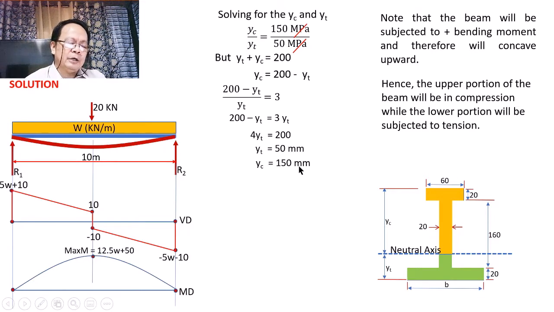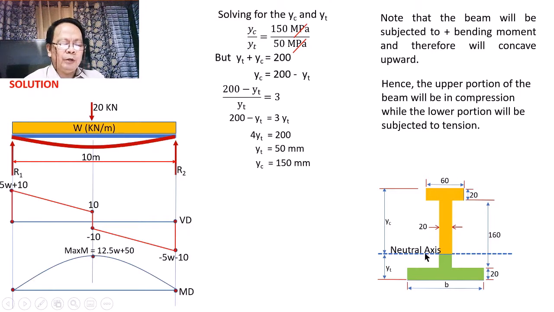Kaya nakuha na natin ito na yung ating neutral axis must be placed so that the distance of the farthest fiber in compression is equal to 150 as computed here. And the distance of the farthest fiber in tension is equal to 50 as we have computed here. And so we shall be using this neutral axis. Magagamit natin itong neutral axis kasi ang hinahanap natin is B.